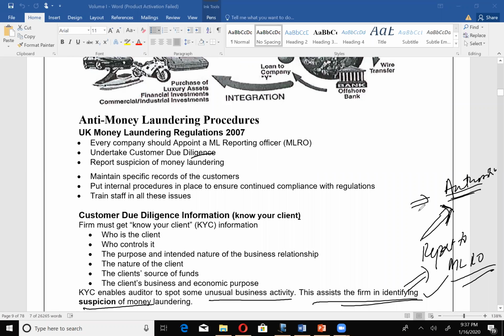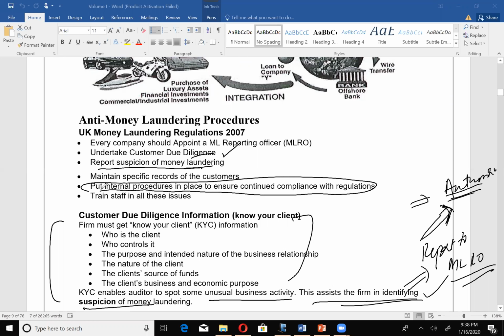Now, first, second, then you see: report suspicion of money laundering. Maintain specific records. Specific records means whatever you have obtained over here. Students, that record has to be maintained so that you can analyze and identify the person. The next is that each organization must have internal procedures.